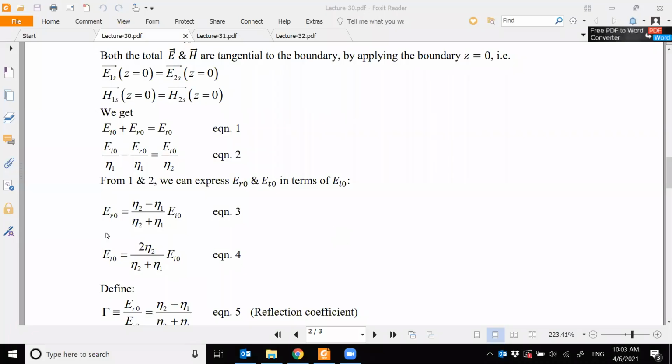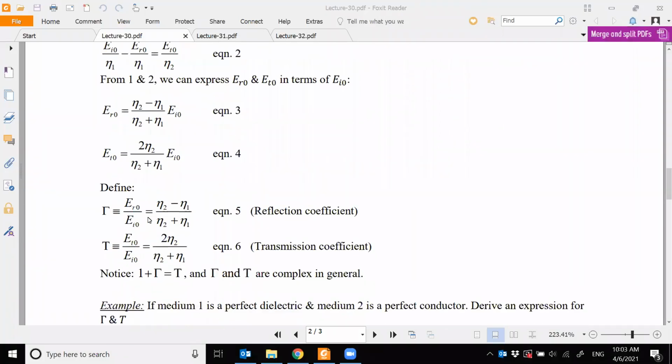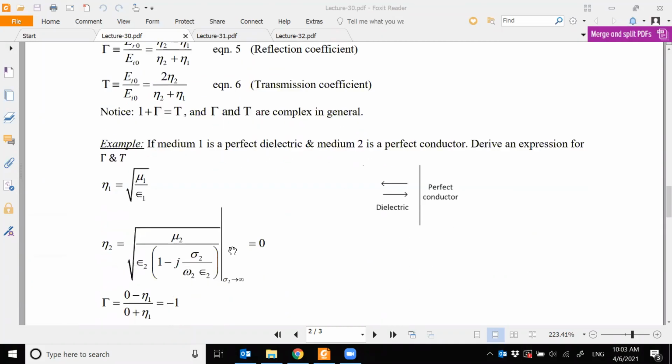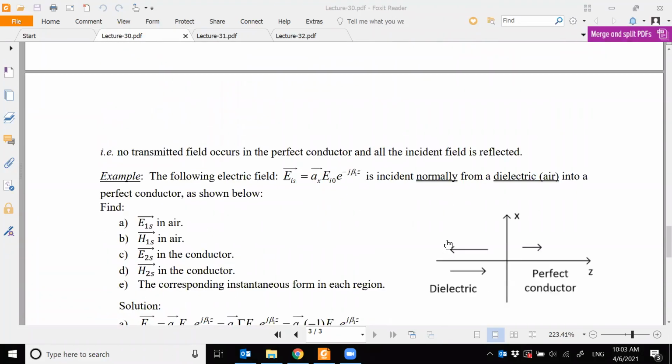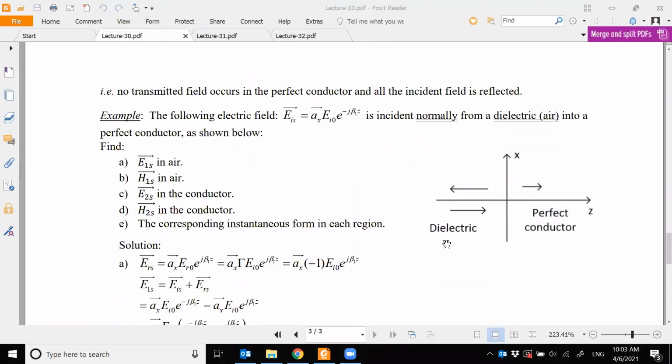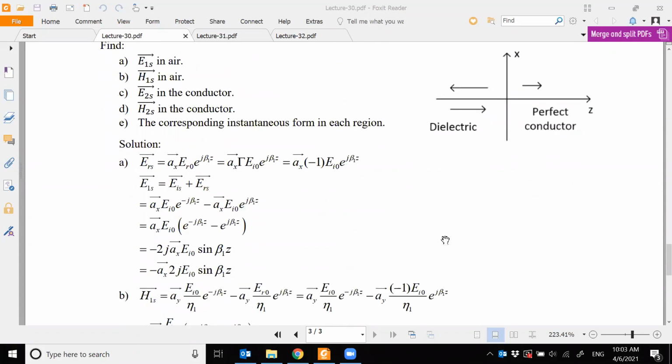Transmitted field amplitudes, and that is called the reflection coefficient and the transmission coefficient. And we also looked at how it is going to happen when one medium is a perfect conductor. So we saw that you will have a complete reflection, and the transmitted and reflected waves both superimpose to form a standing wave pattern.